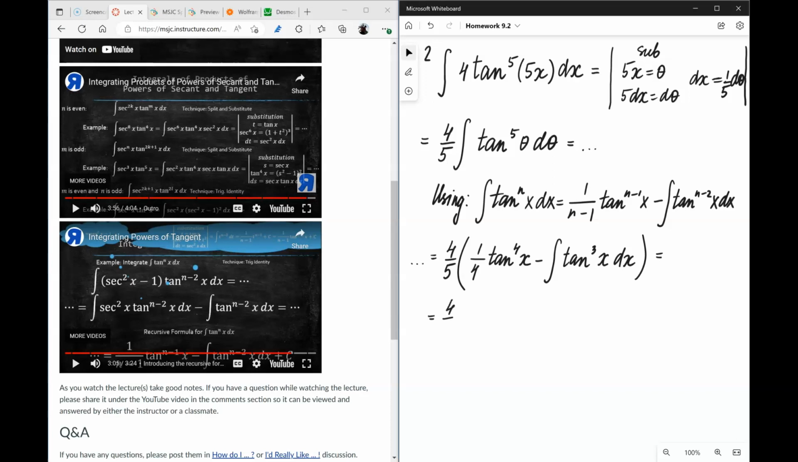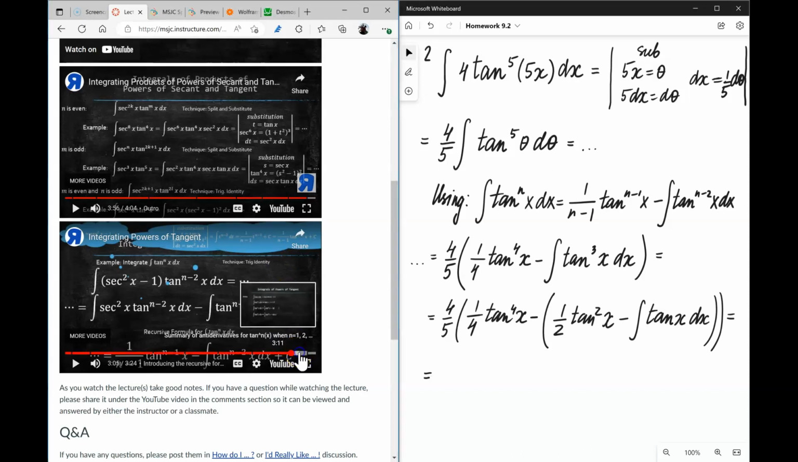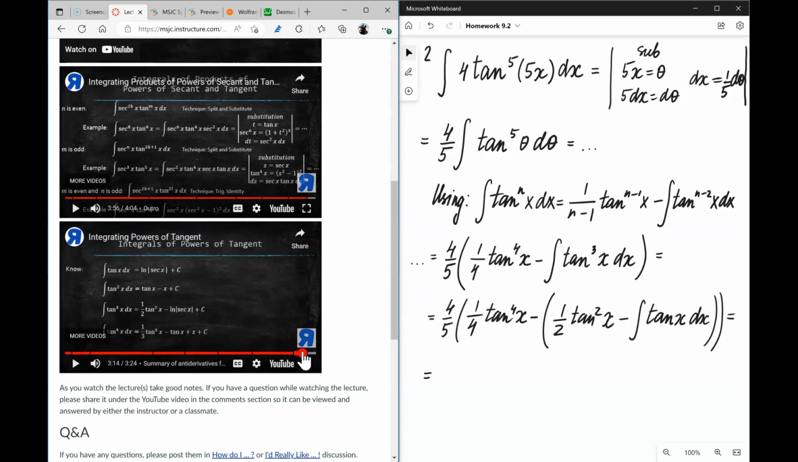But tangent to the power 3 can be done using exactly the same formula. So instead of tangent to the power 3, I'm going to plug in here the result of using the recursive formula. So it's going to be 1 over 2 tangent squared x minus integral of just tangent x dx. But we know exactly what the integral of tangent x dx is because it's one of the basic results.